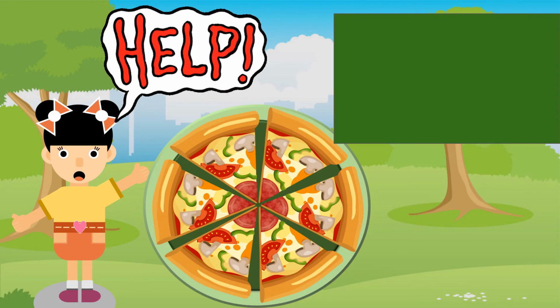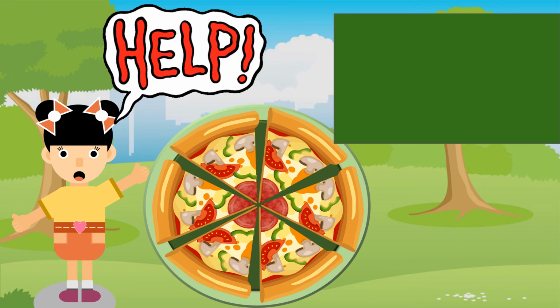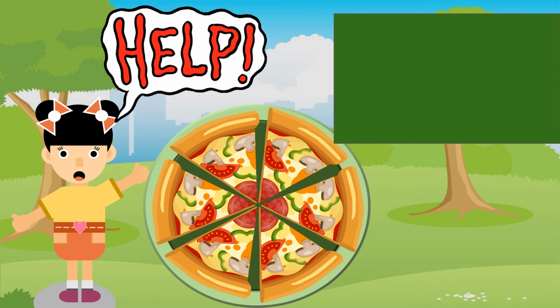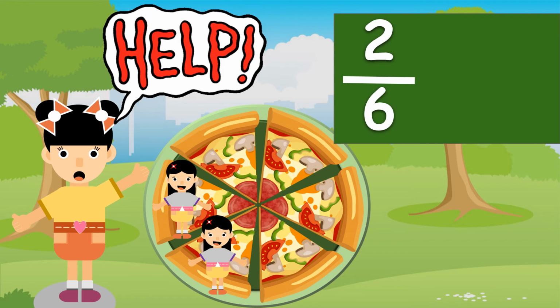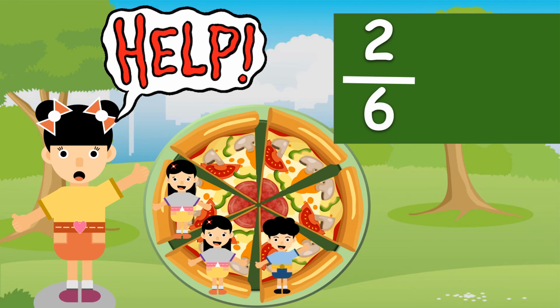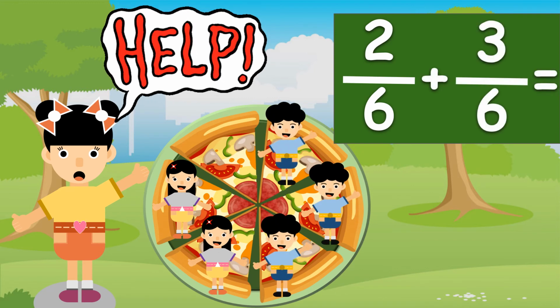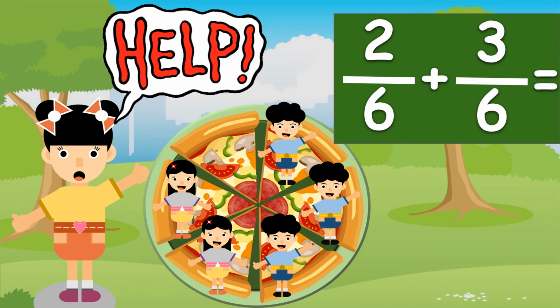So now we are ready to help Anna in getting how many parts of the pizza were given to Tina and Tonyo. Okay, so Tina got 2 over 6 or 2 parts of the pizza, while Tonyo got 3 parts of the pizza. So all we need to do is to add 2 over 6 plus 3 over 6.